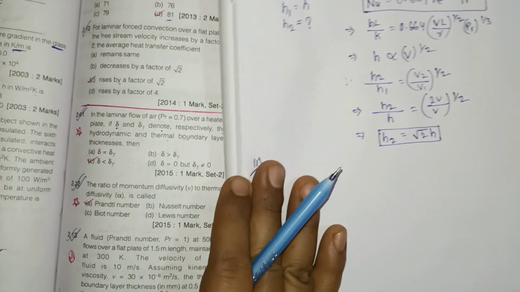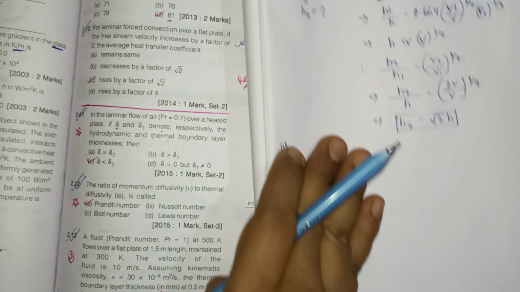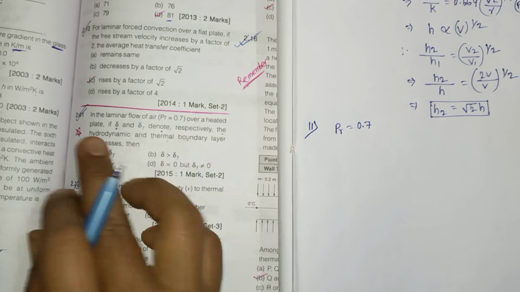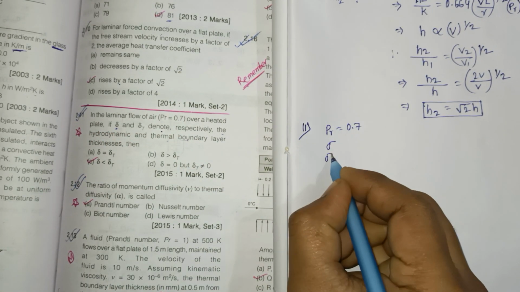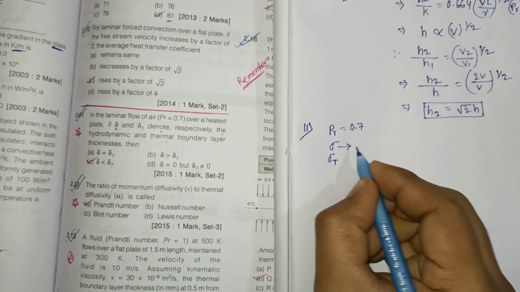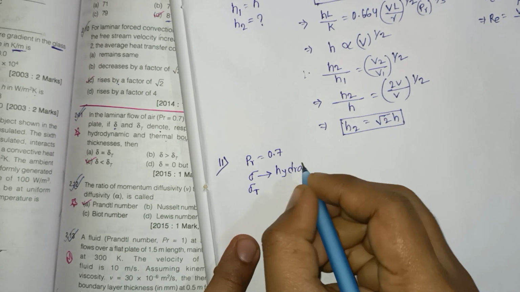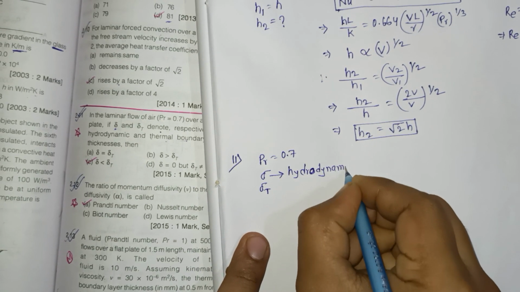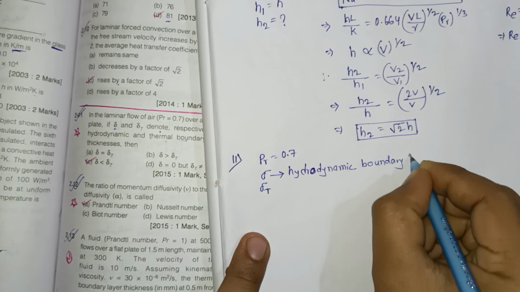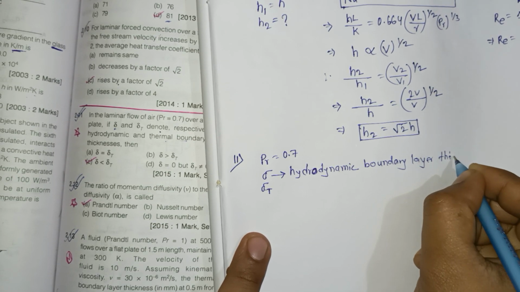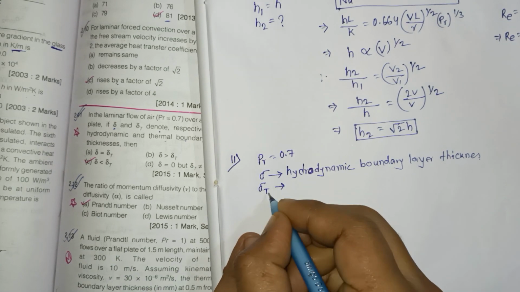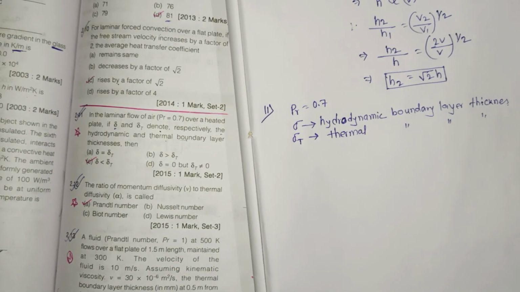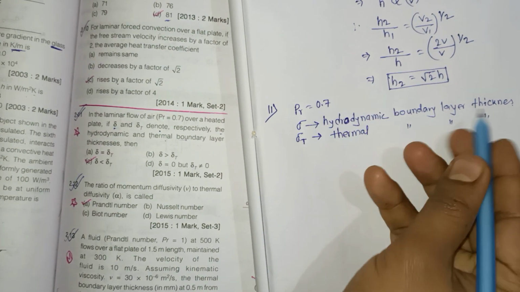So question number 11. In the laminar flow of air, Prandtl number that is equal to 0.7 over a heated plate, delta and delta T are given. Delta is hydrodynamic boundary layer thickness, and delta T is thermal boundary layer thickness. You have to find out the relation between hydrodynamic boundary layer thickness and thermal boundary layer thickness.